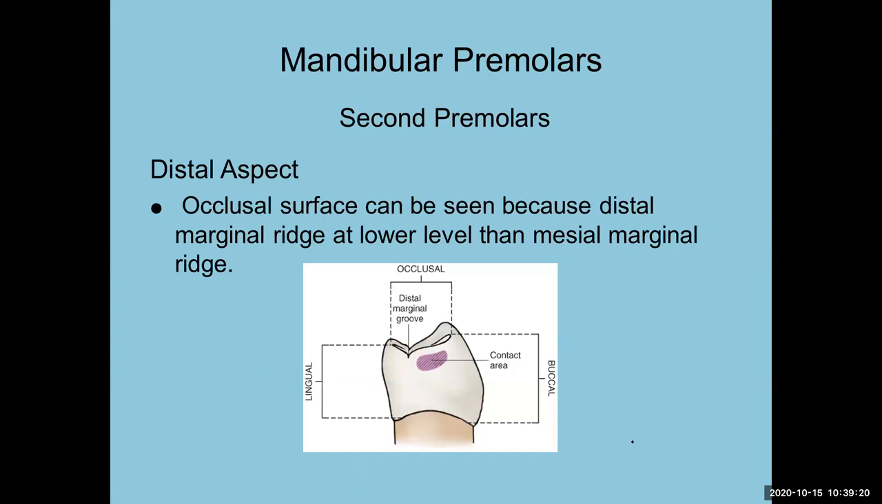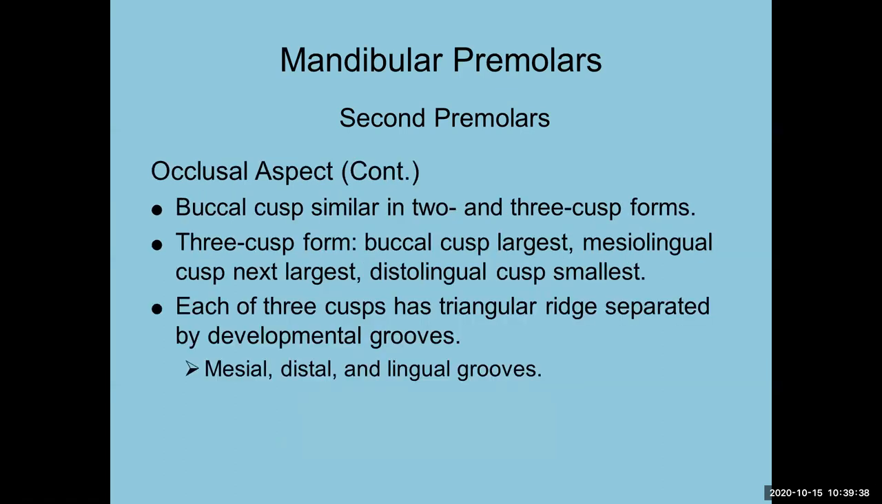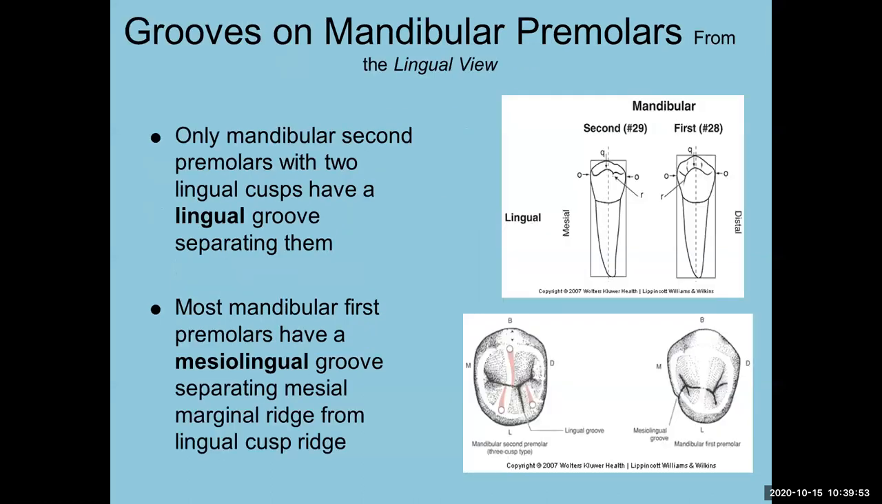From the distal, the occlusal surface can be seen because the distal marginal ridge is lower. Okay, so this is the distal. You can see the mesial here, because this is lower than the mesial. With each cusp, you have a triangular ridge, whether it's two cusp type or three cusp type, there's a triangular ridge on each cusp.